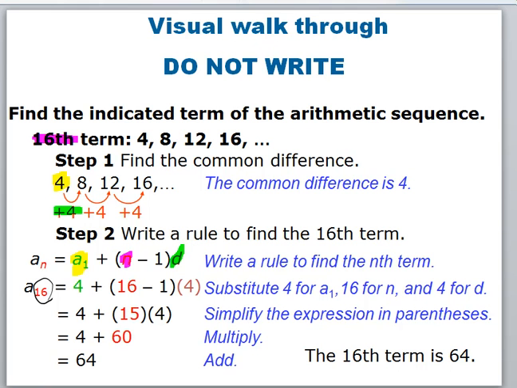Now, replacing each of those values leads me to my answer, so I would just say 4 plus 16, and remember I'm replacing all those with the highlighted parts up above, and 4. I have to use order of operations, which says 16 minus 1 is 15. Then I always multiply first, and then I add last. So it's just telling me the 16th term is 64 without me actually having to count out to the 16th term.